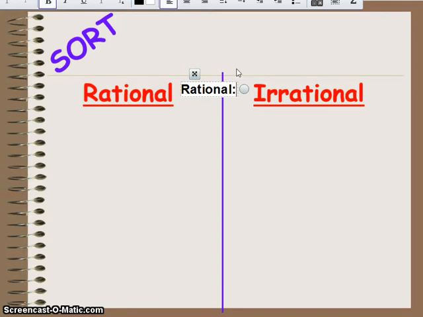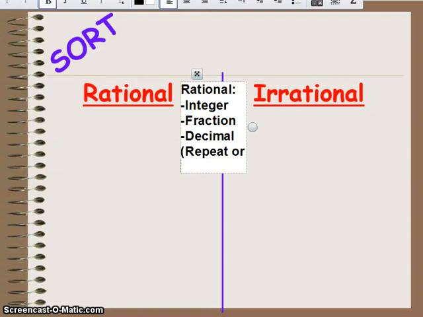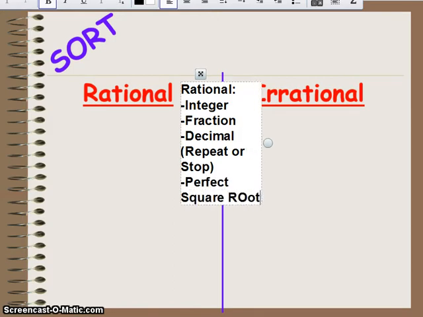If it is rational, it will be either an integer, a fraction, a decimal, but if it's a decimal, it has to either repeat or stop, meaning terminate, or lastly, if it's rational, it could be a perfect square root. But it will be one of these 4 qualifications if it is indeed rational.